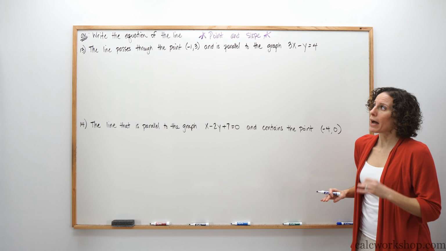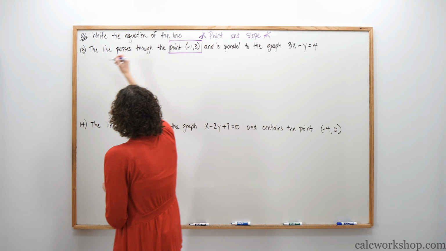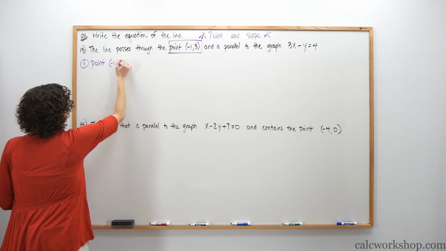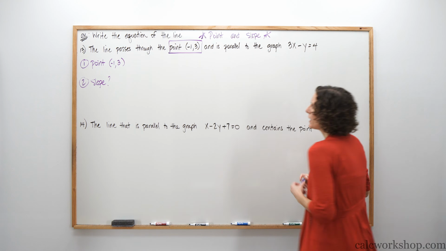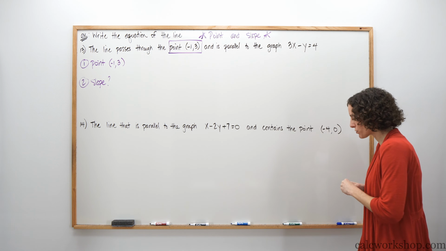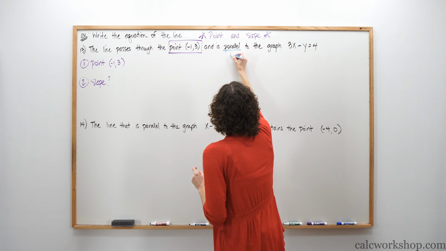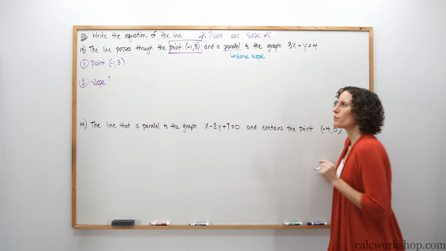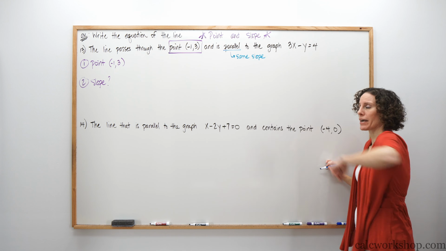So at the very beginning, the line passes through the point. We have the point. Okay. So step 1, we have a point: -1, 3. What are we missing? Slope. Okay. It says parallel to the graph 3x minus y equals 4. Well, what does parallel mean? Parallel means same slope. So that means the line that we're trying to find has the same slope as that line.